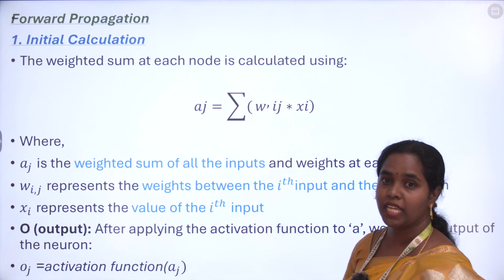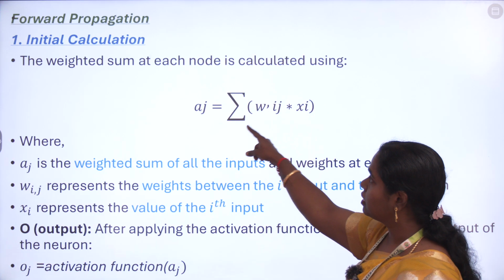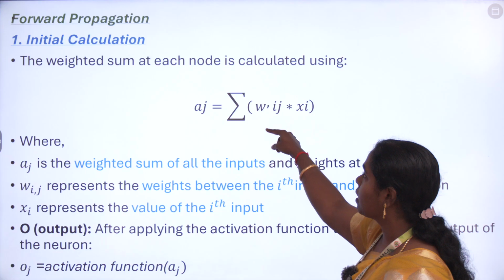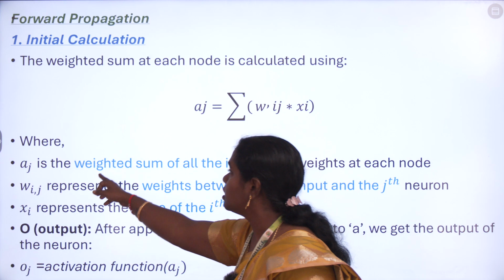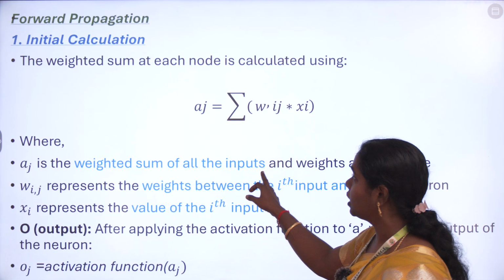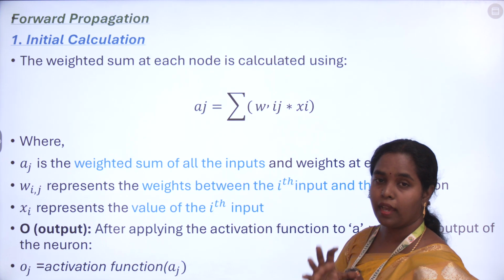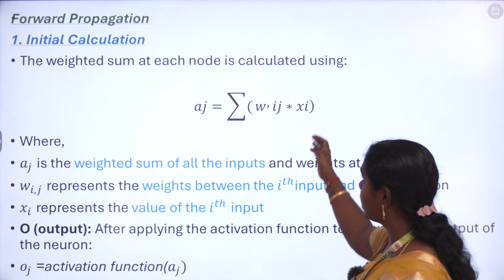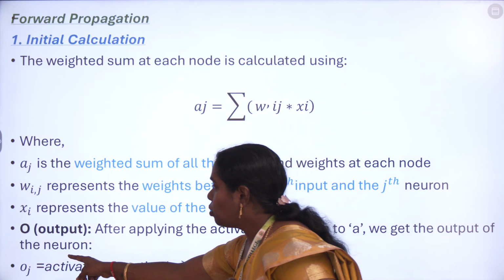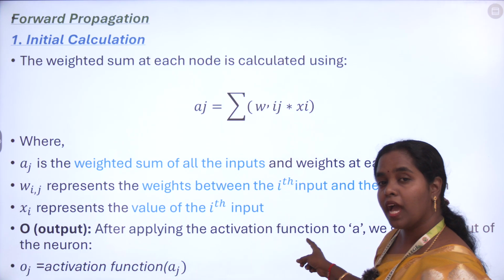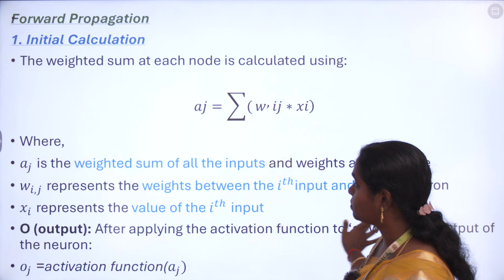First one is the initial calculation. The weighted sum at each node, calculating Aj, is equal to sigma of Wij times Xi. Here Aj is the weighted sum of all the inputs, Wij represents the weights between the i value and the j value, and finally Xi is the input for the i value. O is the output. After applying the activation function, we find the output value.